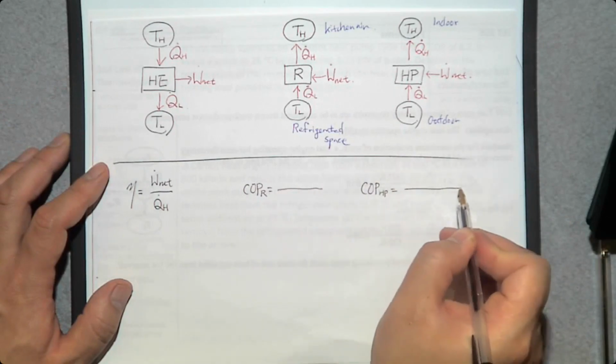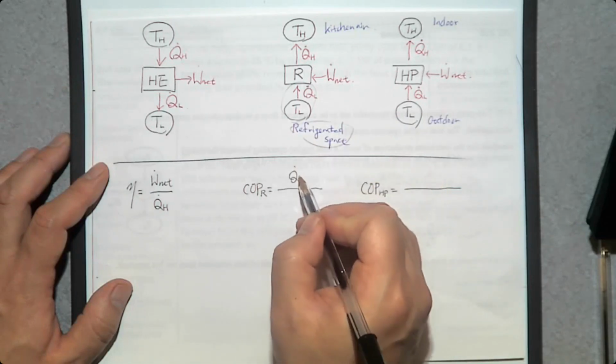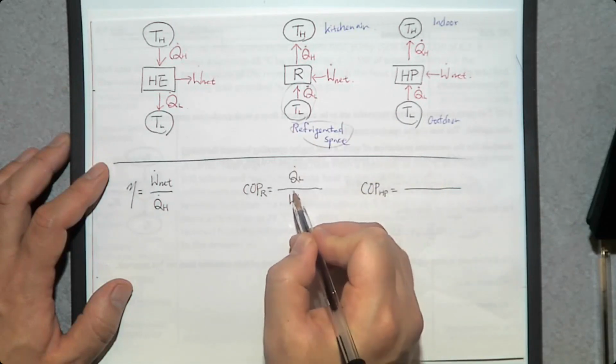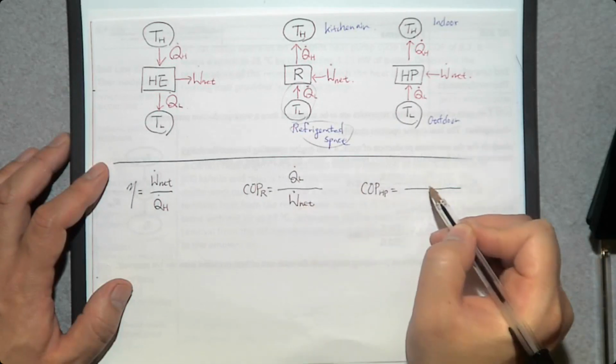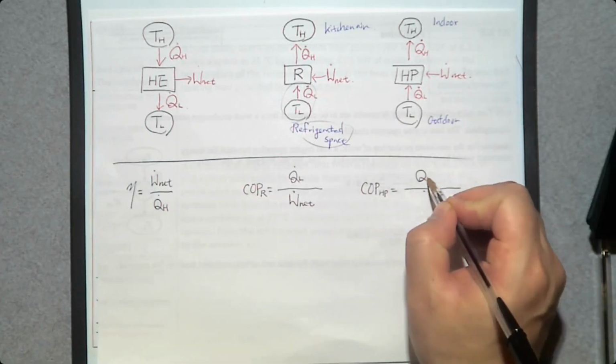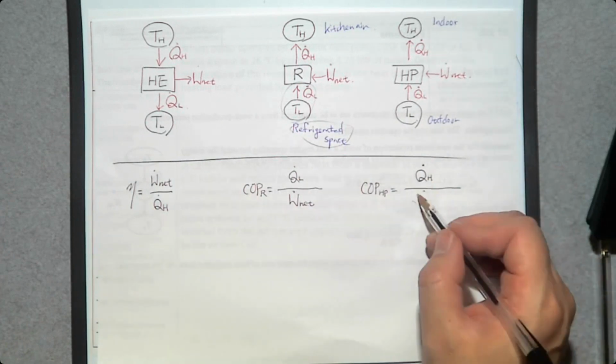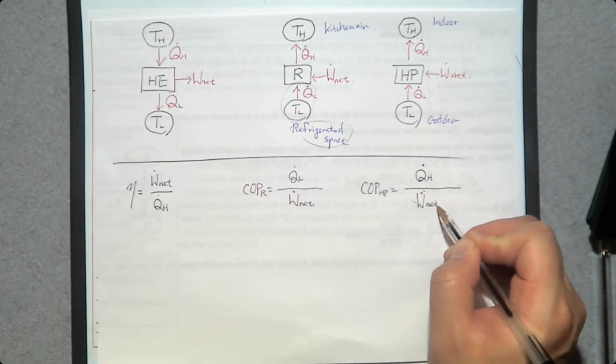Desired output is going to be the heat transfer from the refrigerated space, Q dot L. To make that happen, we need to provide power. What about the desired output for this heat pump? We want to heat inside, so the indoor Q dot H is the desired output. To make that happen, we need to provide power.